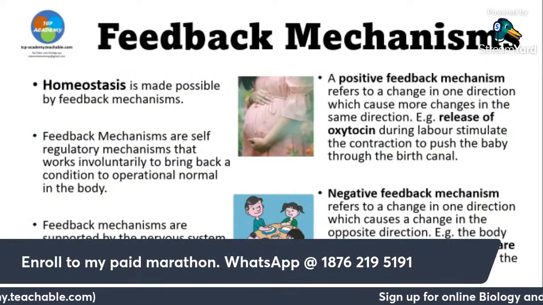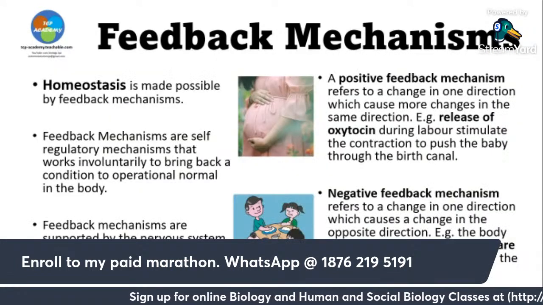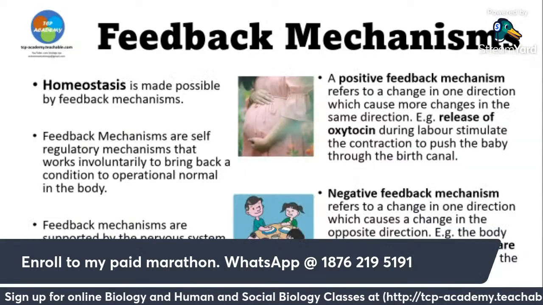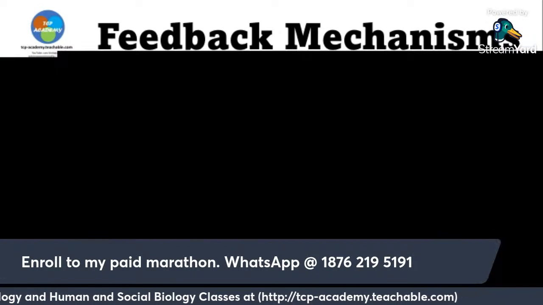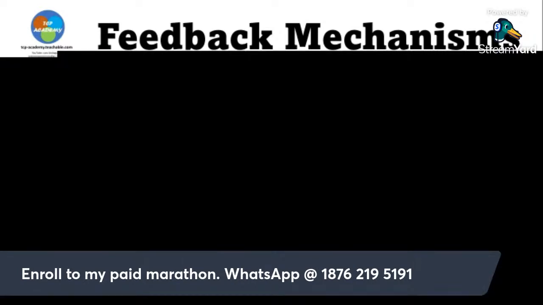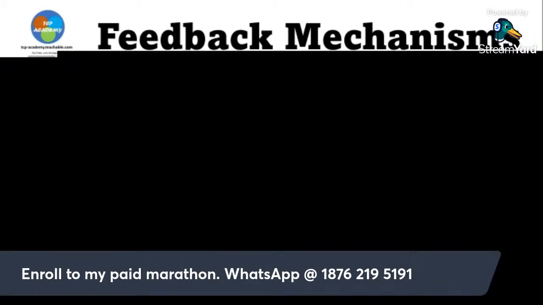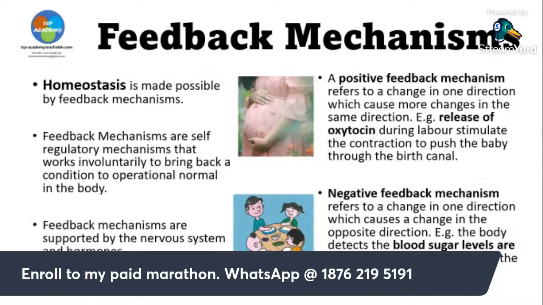Now, negative feedback mechanism is somewhat different. While in positive feedback mechanism, we are doing more of something to bring about more of another, with negative feedback mechanism, it refers to that change in one direction, which causes a change in the opposite direction. Example, the body detects the blood sugar level is high, right? So it will secrete insulin to lower the blood sugar level, not to get more insulin for more blood sugar, but instead more insulin to ensure less blood sugar.